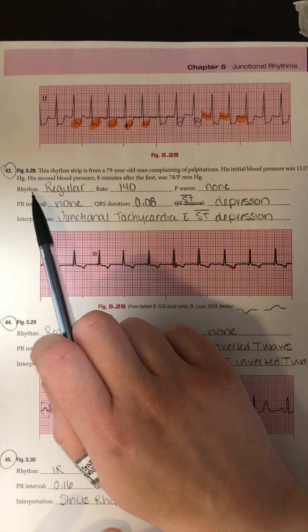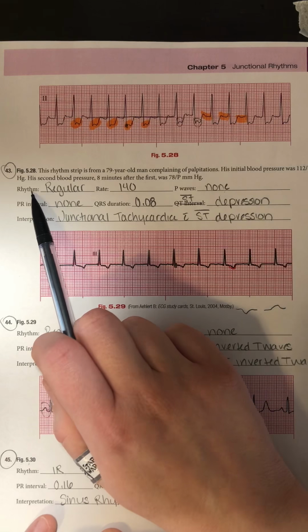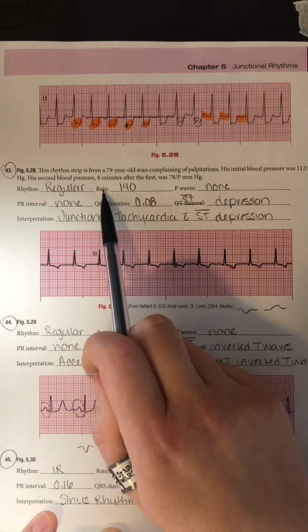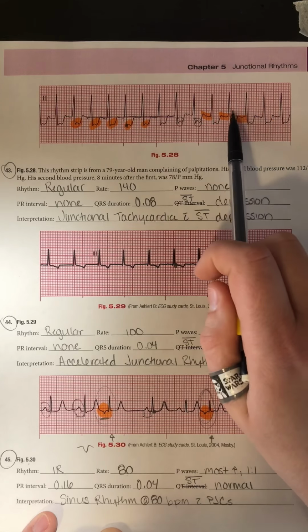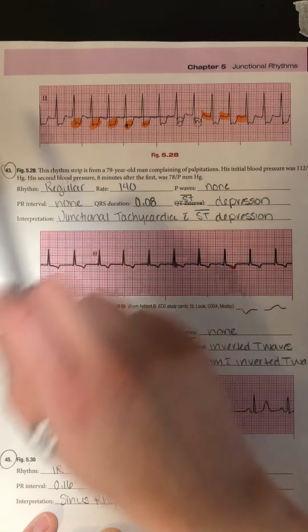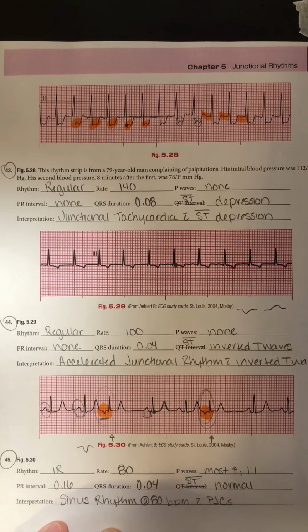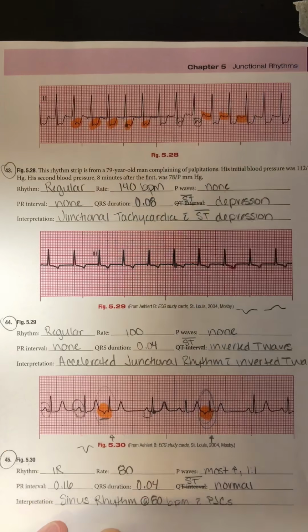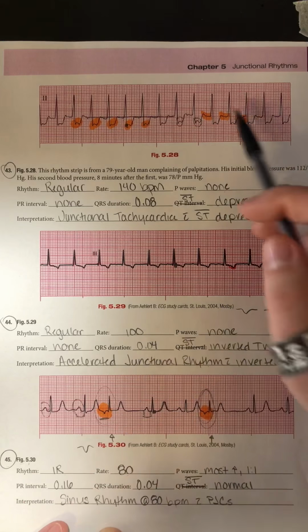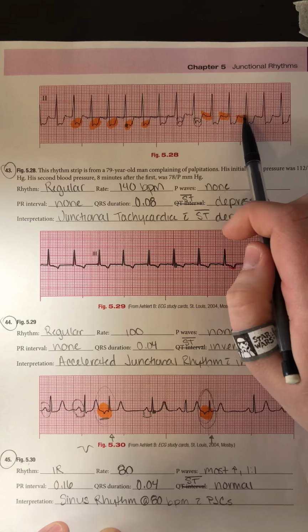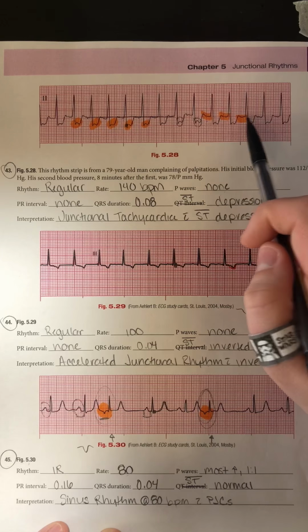First of all, we want to look at just the rhythm. Is it regular or irregular? And we can see here that this one is very regular. My rate, I have 1, 2, 3, 4, 5, 6, 7, 8, 9, 10, 11, 12, 13, 14. So I have 14 times 10 is 140 beats per minute. And we have no P waves here, so that's what I was highlighting over here. We have that straight line along the isoelectric line right into our QRS complex.